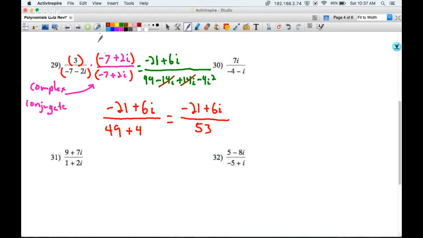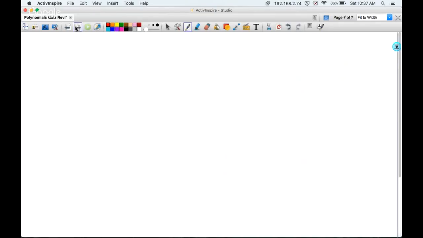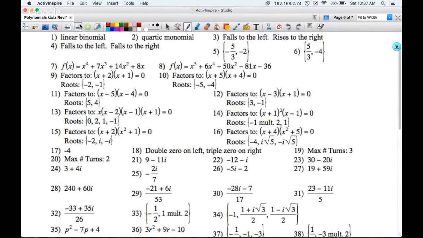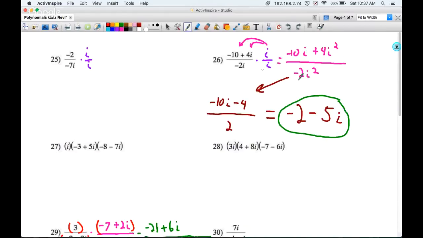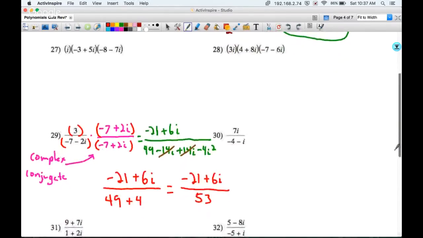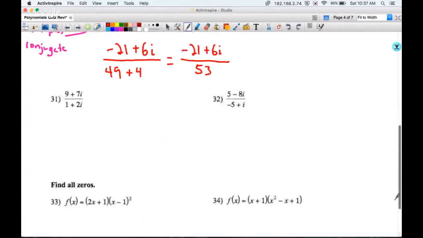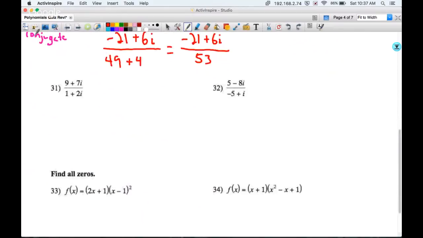Let's just look at 29. Maybe they simplified it differently in the answer key here. Negative 21 plus 6i over 53. That's what we got. All right. So we'll need the complex conjugate for all of these. 31, 32, you're going to have to FOIL the top and the bottom, but you should get to an answer that looks kind of like this still.